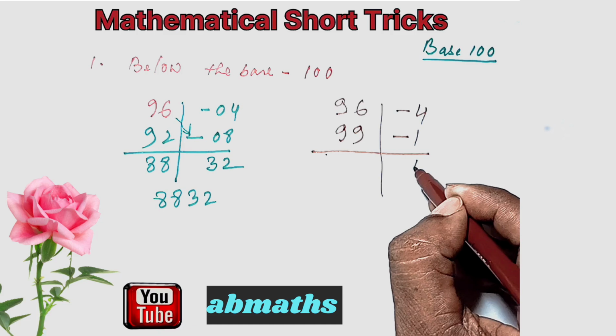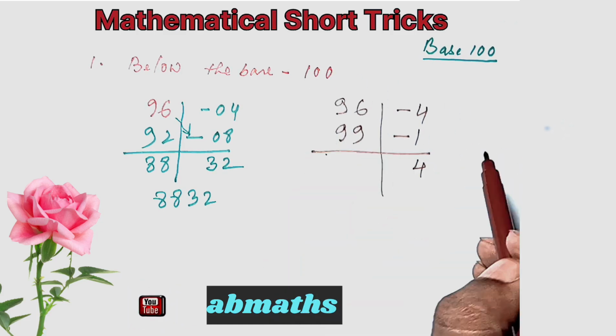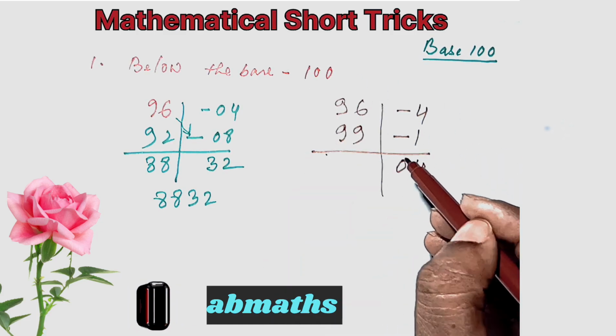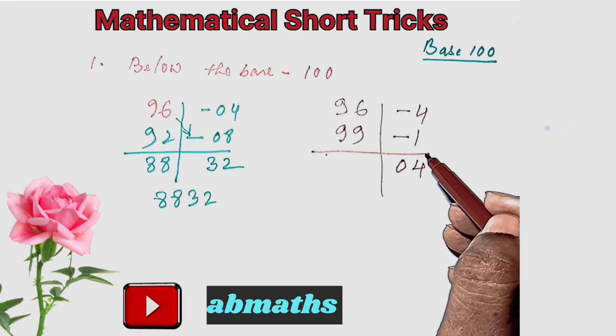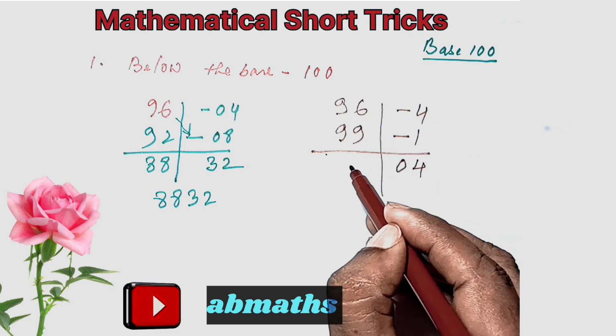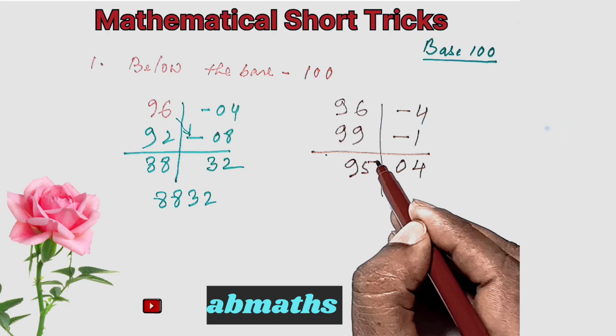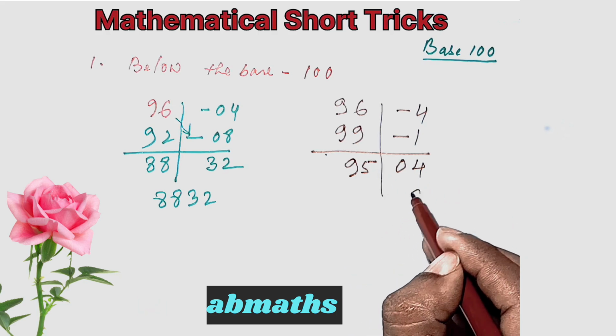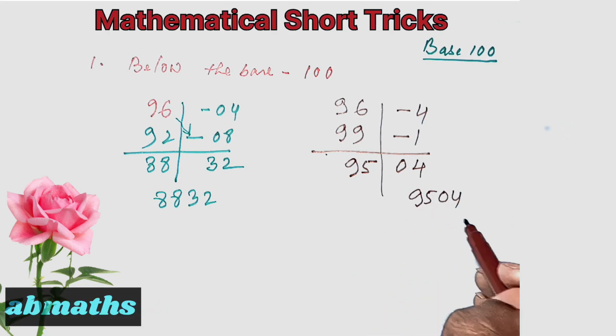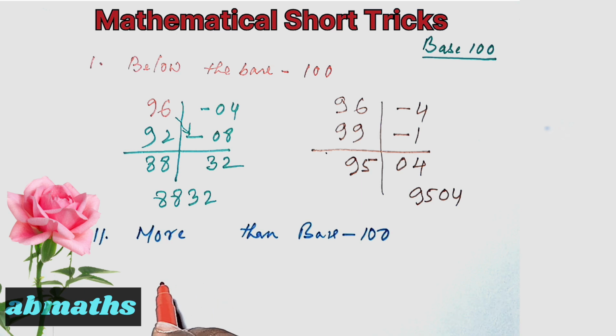Another example. So 96 is 4 away from 100 and 99 is 1 away from 100. So 4 ones are 4. Since the base has two 0s, we'll write a 0 here. 96 minus 1 is 95, or 99 minus 4 will be 95. So the answer will be 9504.